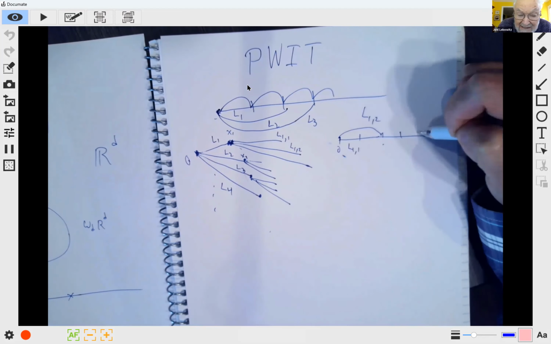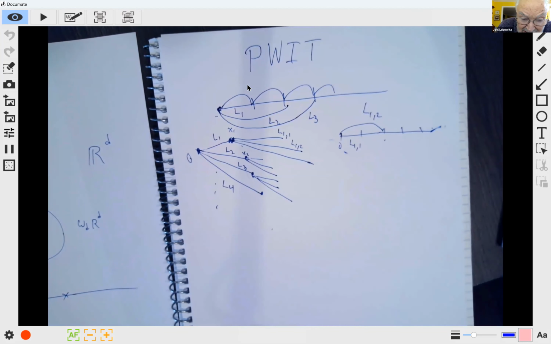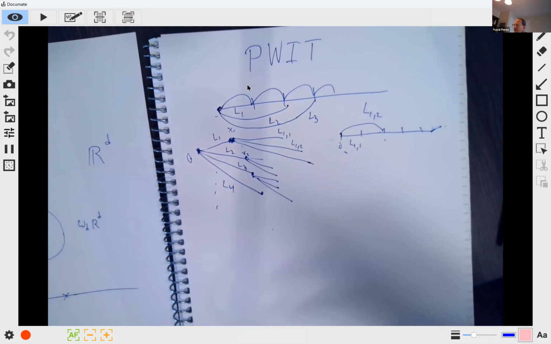Sorry, Yuval, I'm just trying to understand. When you go from x1, can you hit x2? No, absolutely not. So it's a tree, and all the descendants of x1 are disjoint from all the descendants of x2. You never hit x2. So again, it's a tree structure.